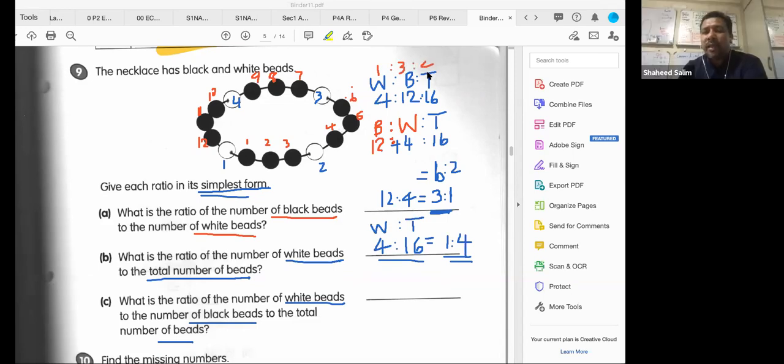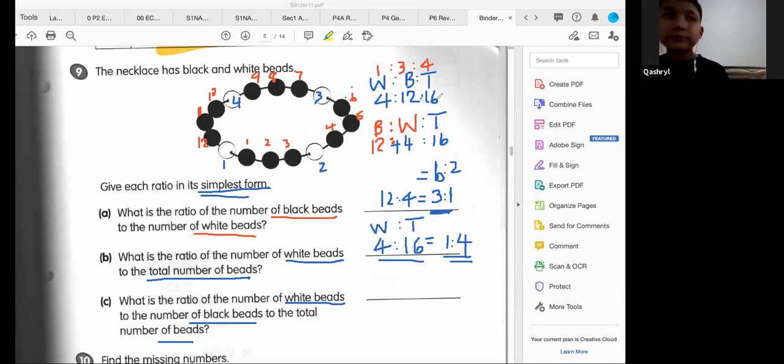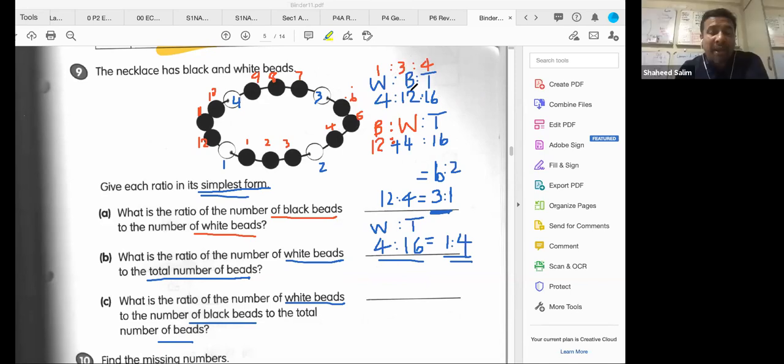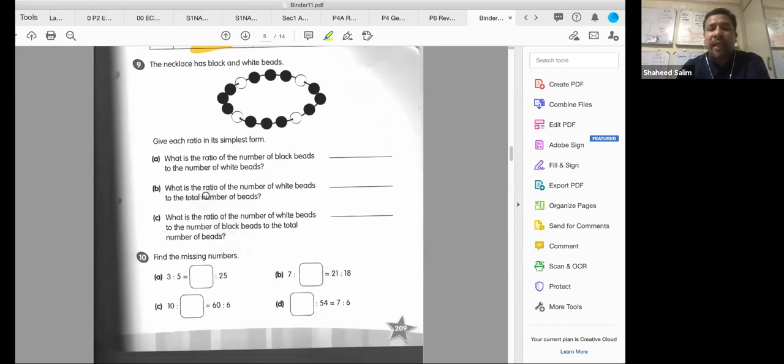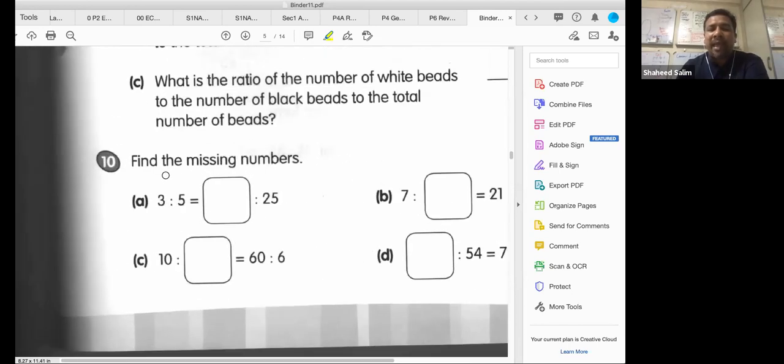1 is to 3 is to 4. Okay, those who don't understand, what does it mean? It means you take 4 divided by 4, you get 1. 12 divided by 4, you get 3. 16 divided by 4, you get 4. You must divide all by the same number. So this is your answer: 1 is to 3 is to 4. Okay, now don't worry, in case you wonder what this is, we will have more practice on this. But I'm trying to rush to complete the whole syllabus so that you have no topics uncovered.